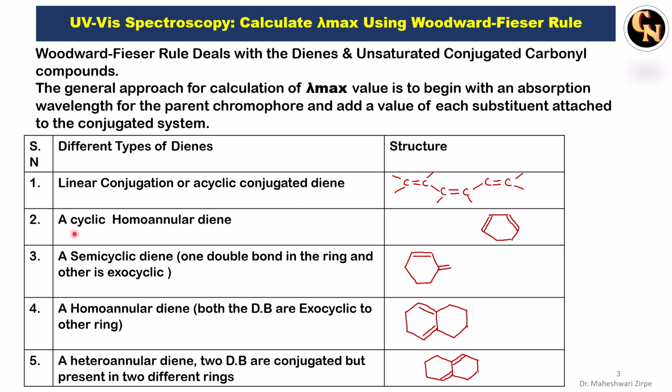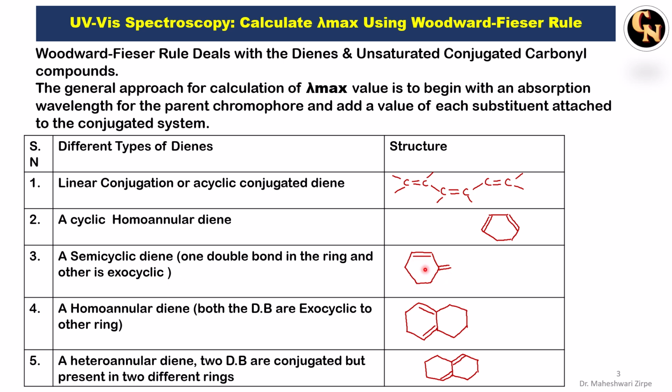Similarly, the next one you can see is cyclic homoannular diene. Homoannular means a ring having, homo means same. So in the same ring, if you have a diene, then it is known as homoannular diene, and it is cyclic because it is a ring structure. Then next is semi-cyclic diene. So one double bond is in a ring and the other is exocyclic. What do you mean by exo? The ring will have a double bond outside the ring. It is called exocyclic.